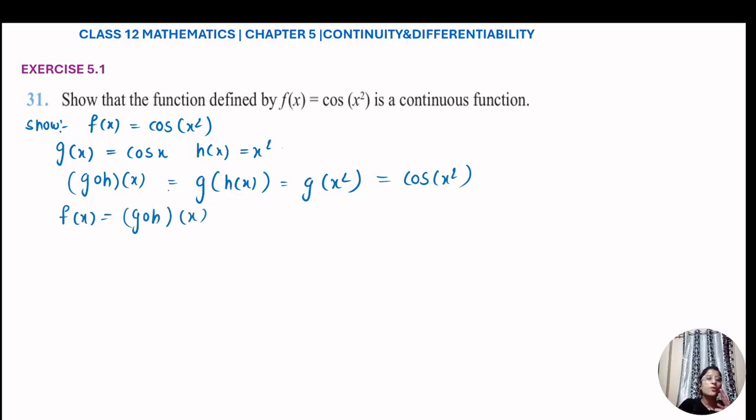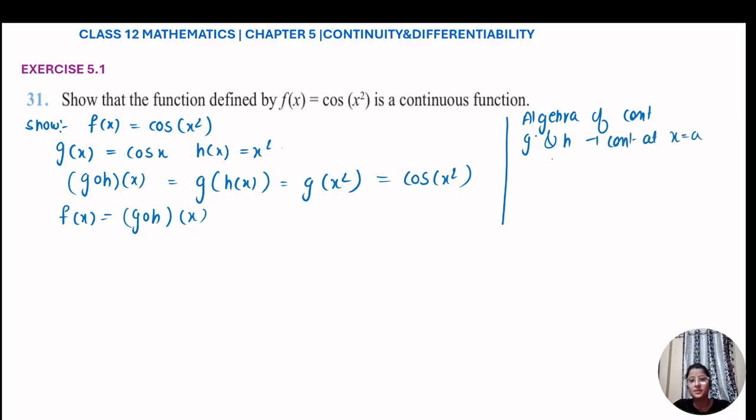Why am I telling you this composition? We have an algebra of continuity: if g and h are continuous at say x equals a, and their composition is well defined at a, then g composition h is also continuous at x equals a. So we are going to use this.